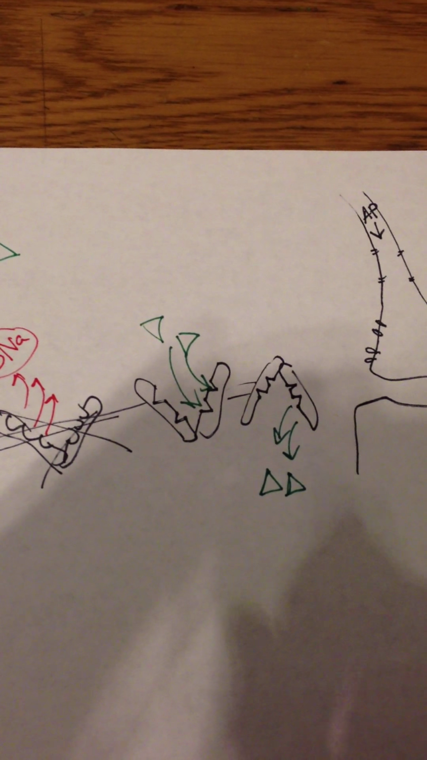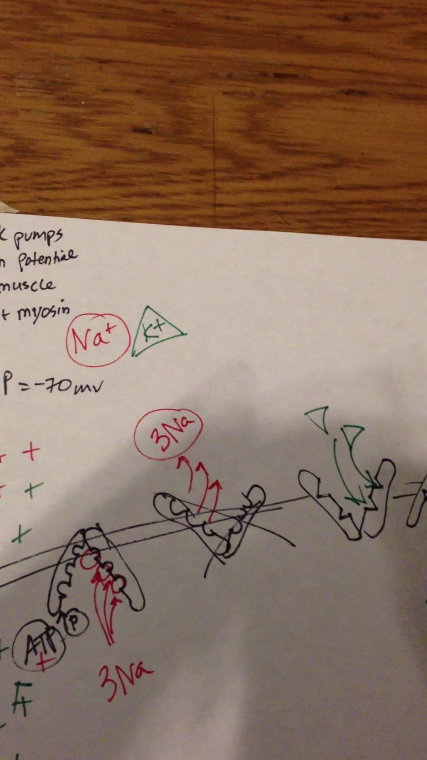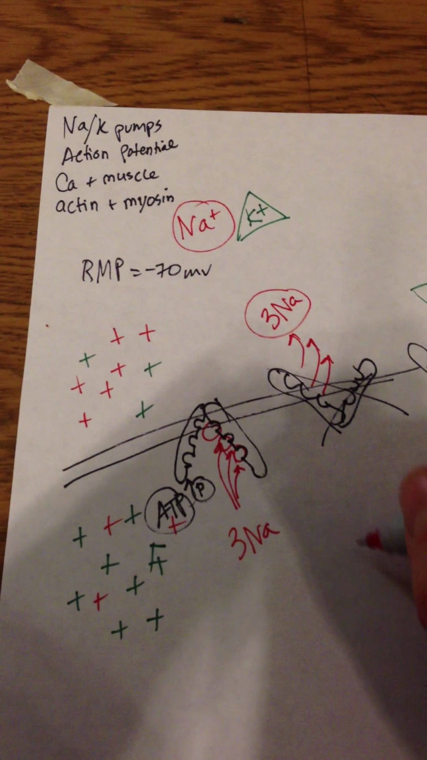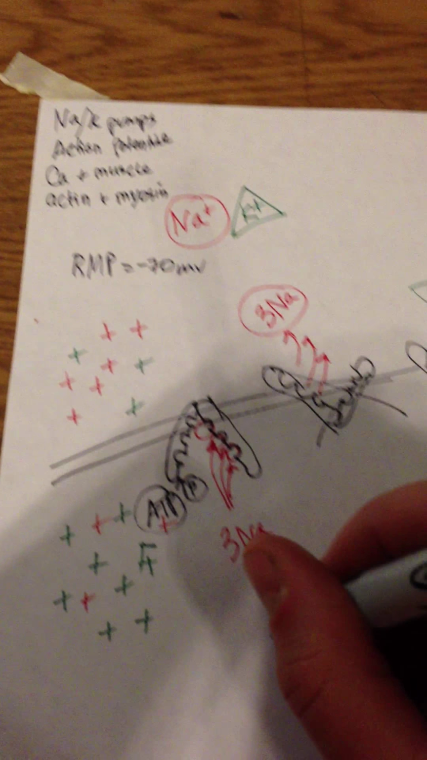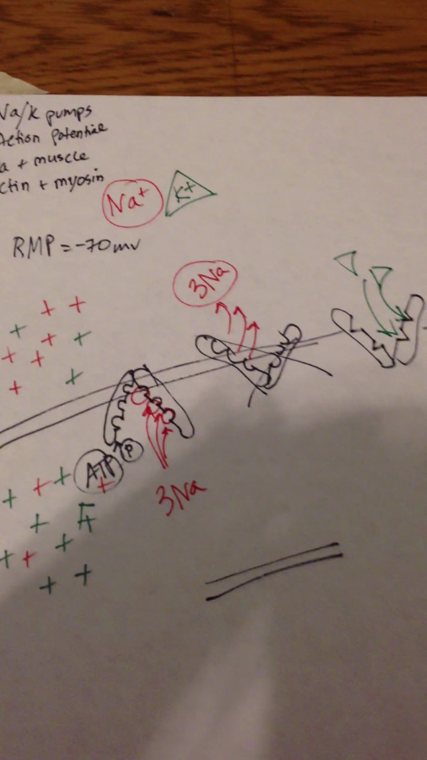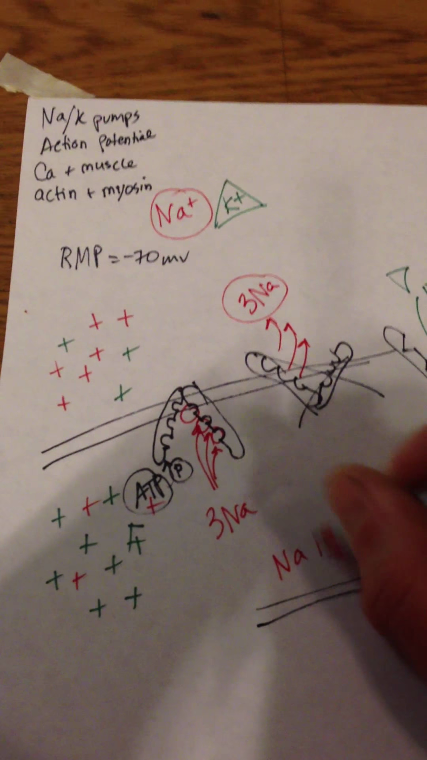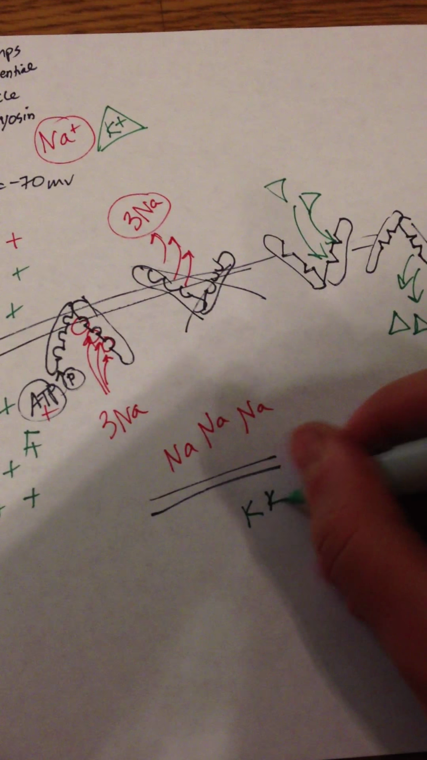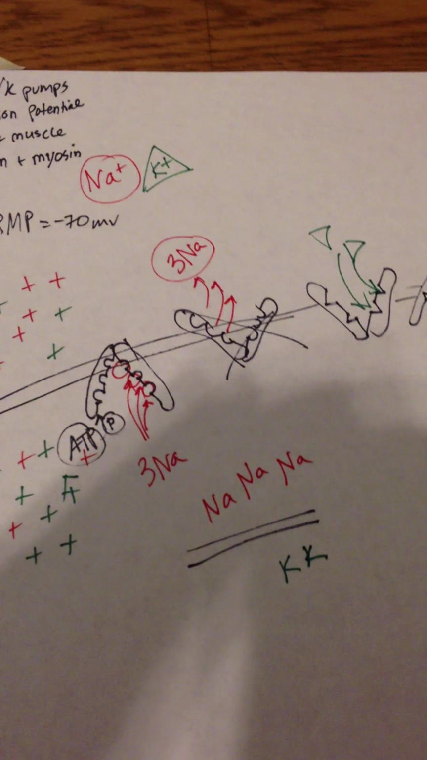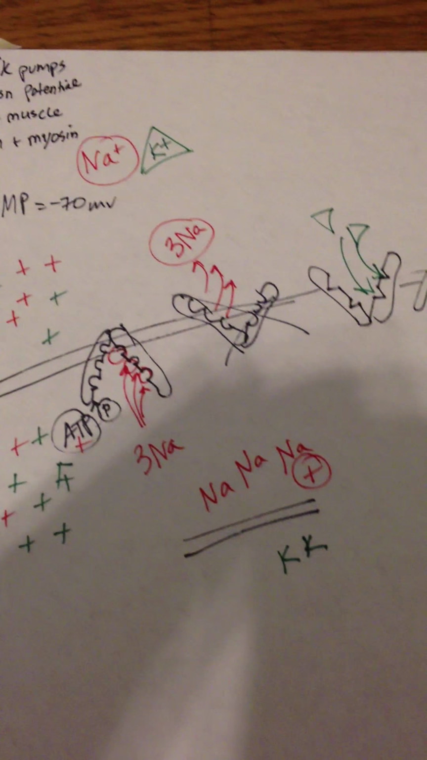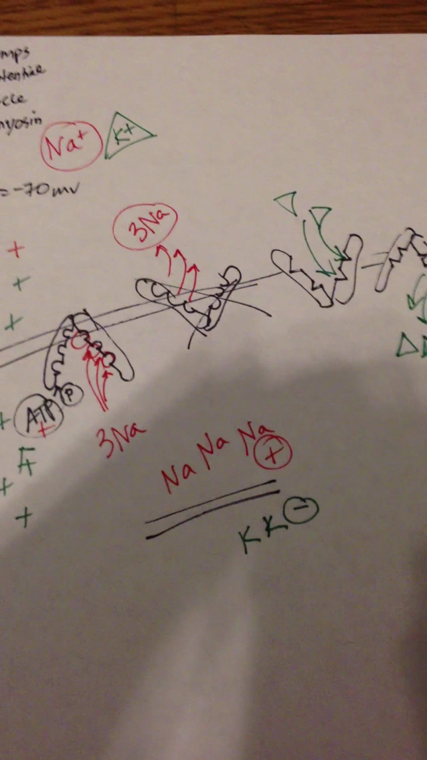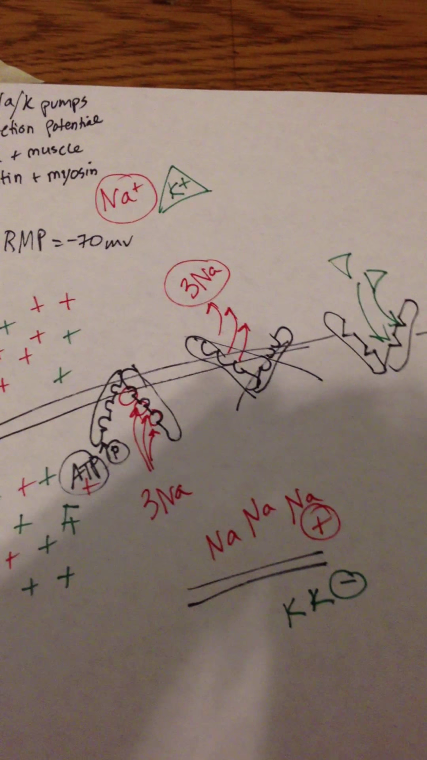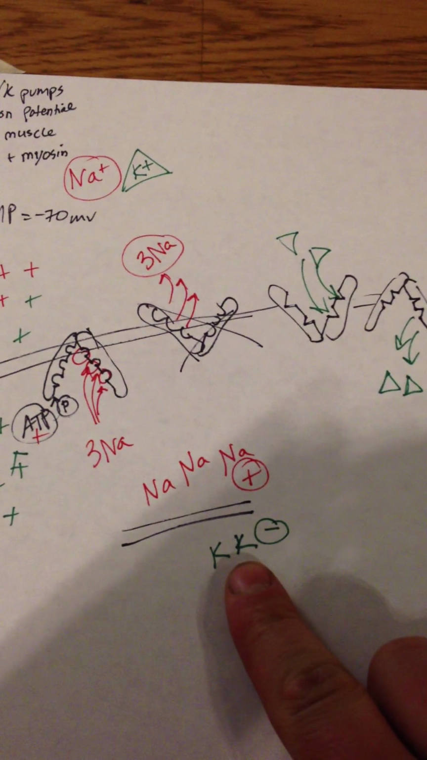Now I have 2 potassium in and 3 sodium out. So overall, I have a net charge of +1, because I've got 3 sodiums and 2 potassiums, so that makes it more positive outside, and it makes it more negative inside. Even though they're both positive ions, it's more negative on the inside.